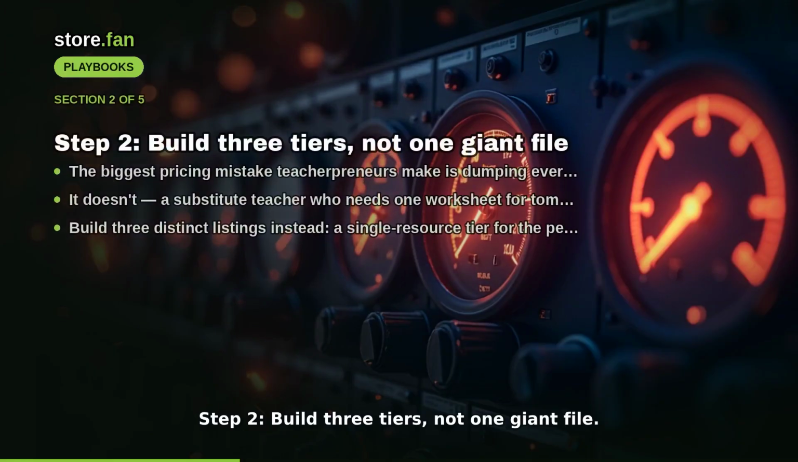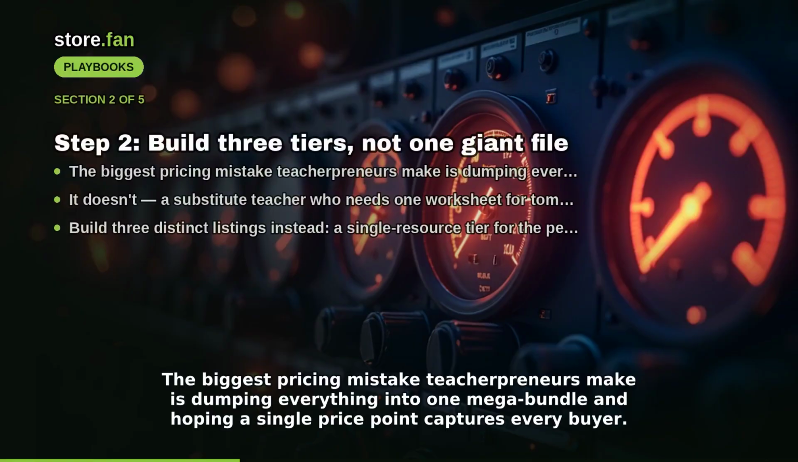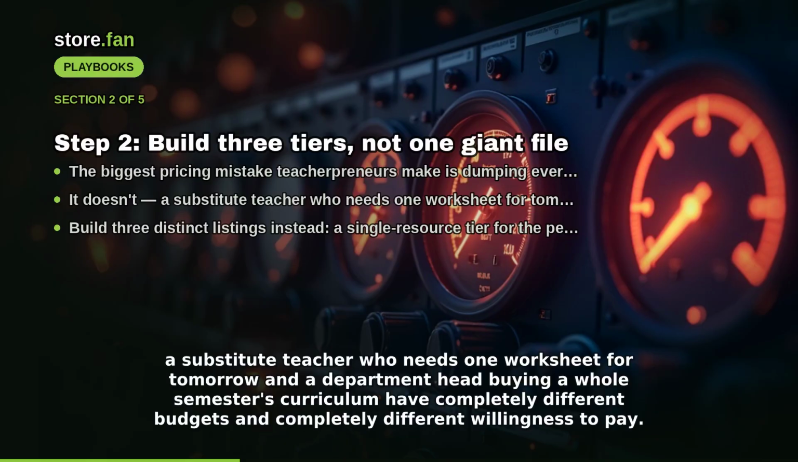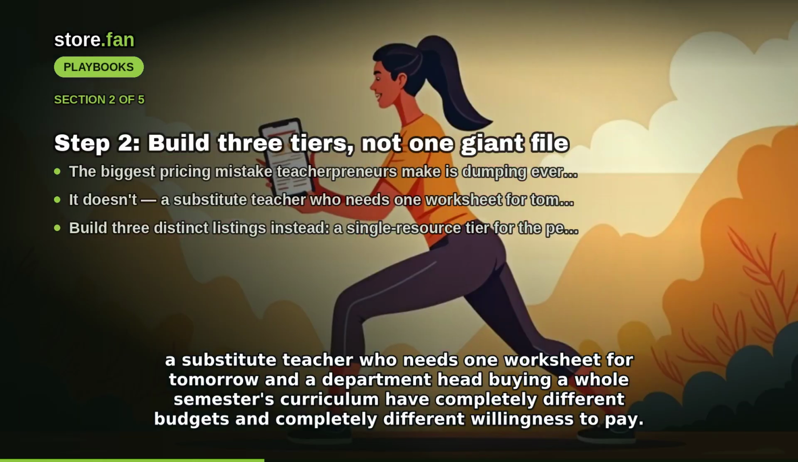Step 2. Build 3 tiers, not one giant file. The biggest pricing mistake teacherpreneurs make is dumping everything into one mega bundle and hoping a single price point captures every buyer. It doesn't. A substitute teacher who needs 1 worksheet for tomorrow and a department head buying a whole semester's curriculum have completely different budgets and completely different willingness to pay.